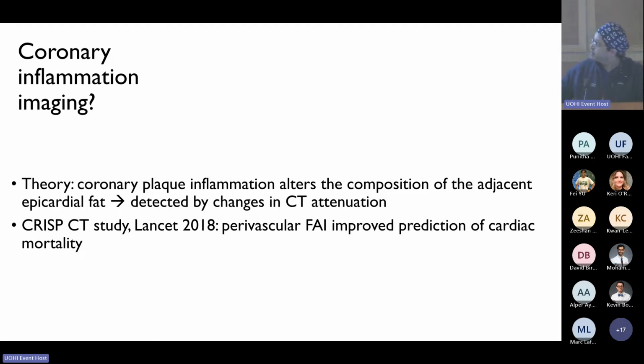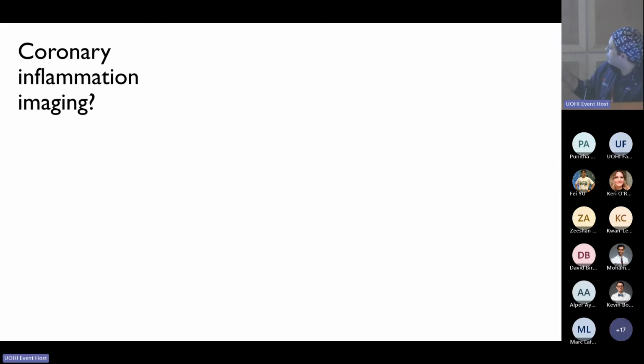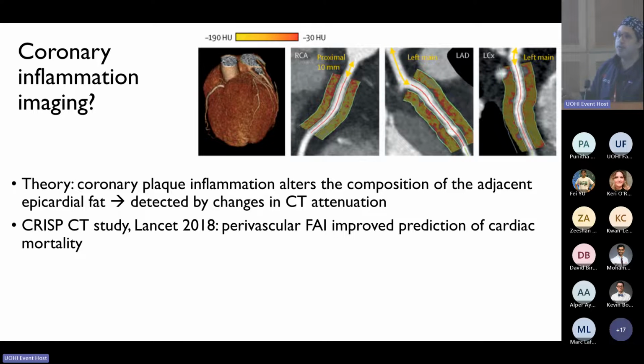The first big study that proved this point came out in 2018 in the Lancet, and they called it the Fat Attenuation Index, FAI. That's basically a fancy way of saying that there is attenuation near the artery that doesn't exist in other arteries, and that is a marker of inflammation in the plaque of that artery. They found that this Fat Attenuation Index improved mortality prediction over and above every other CT criteria that they had. And there are now lots of studies happening looking specifically at how much fat attenuation index adds to your prediction of vulnerability in the plaque.